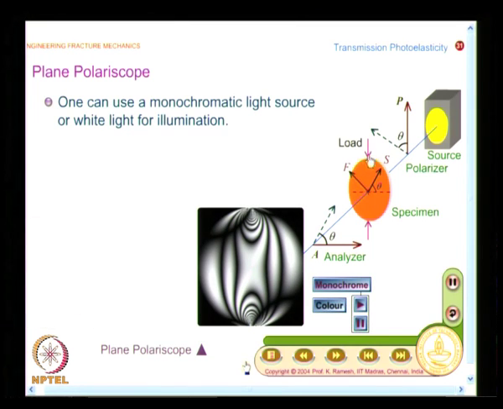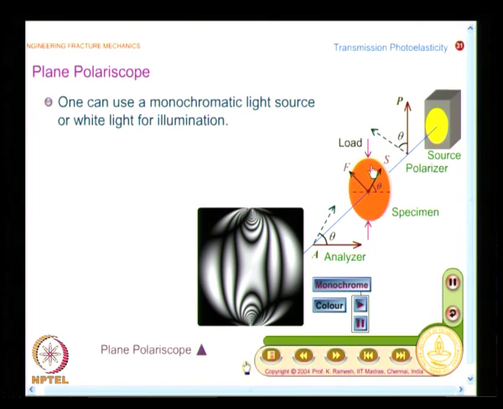Now, what you have to understand is that I have a polarizer, and I analyze the light that comes out of the model only by using a simple analyzer, which is nothing but a polarizer with its axis kept differently. So this will only detect whether the light that comes out of the model is plane polarized. If it is plane polarized in the same direction as the input light, then the analyzer, being perpendicular to it, will completely cut off the light.